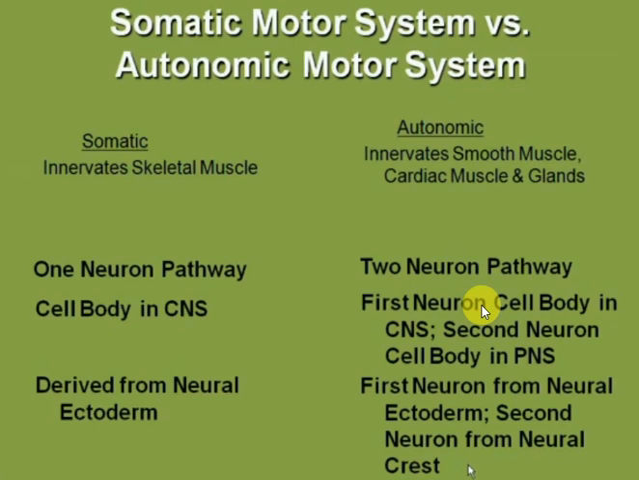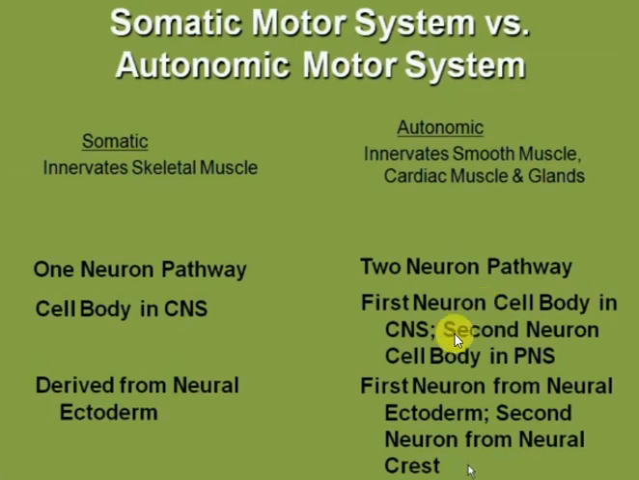Now, many people will answer that question by saying that the somatic motor system is under voluntary control, while the autonomic motor system is not under voluntary control, it is involuntary. But that distinction is not correct, it's not true, because some functions of the autonomic nervous system can be controlled voluntarily, and some of the functions of the somatic motor system are involuntary. So that is not the correct distinction.